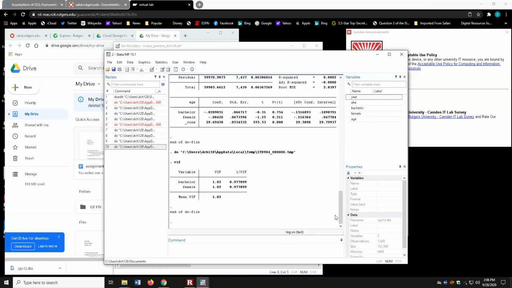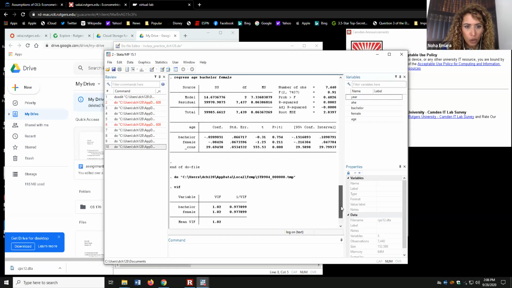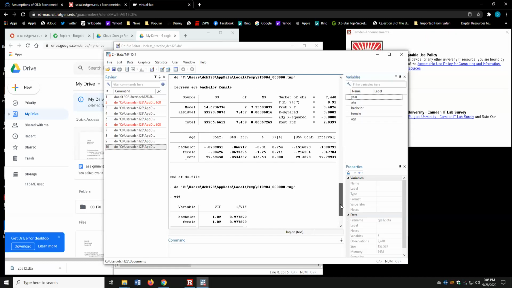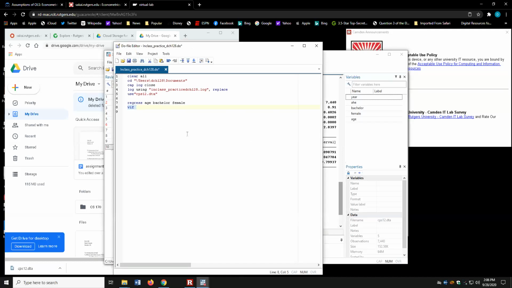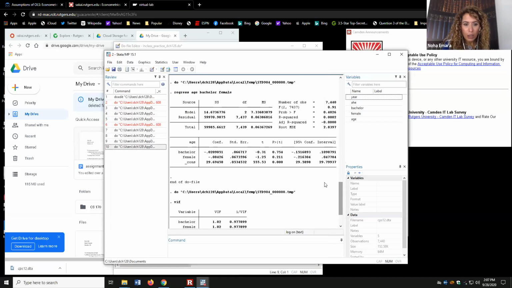Okay. Perfect, yes. All right, so what you did is, can you show me the regress command? Yes, that's perfect. Okay. Yes, age, bachelor, female, exactly like that. So what we did is a regression that has age, bachelor, and female. And then right after that, you type VIF as you did, and then this would give us the variance inflation factor table, which is exactly this one. And all we need to do is, we see two columns here. We see the VIF and 1 over VIF.